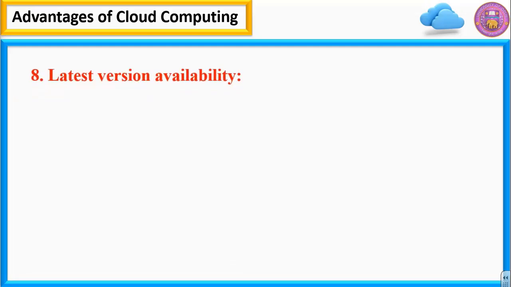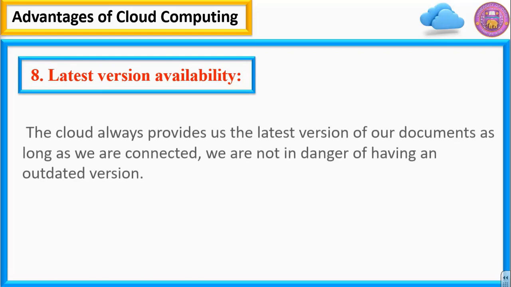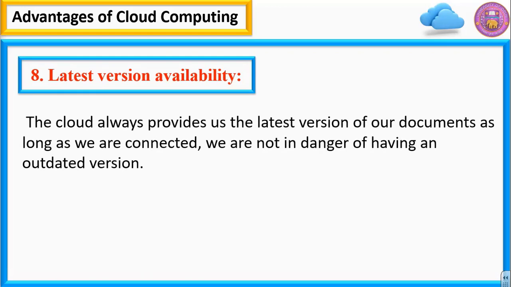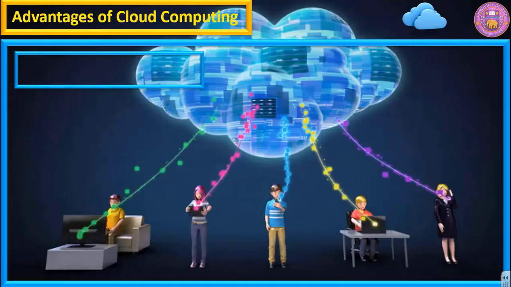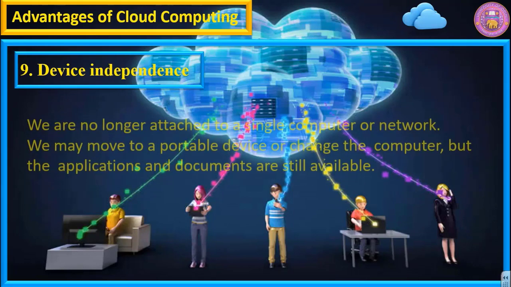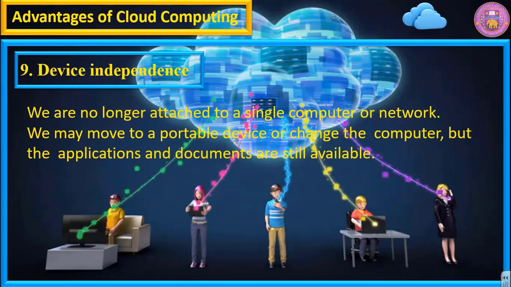Eighth, latest version availability. The cloud always provides us the latest version of our documents as long as we are connected. We are not in danger of having an outdated version. Ninth point is device independence. We are no longer attached to a single computer or network. We may move to a portable device or change the computer, but the application and the documents are still available.